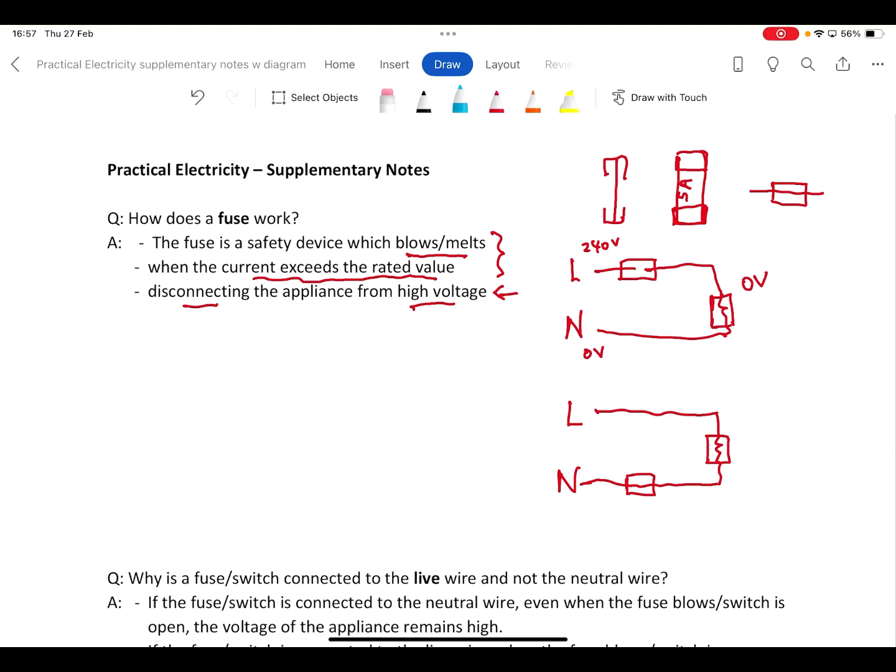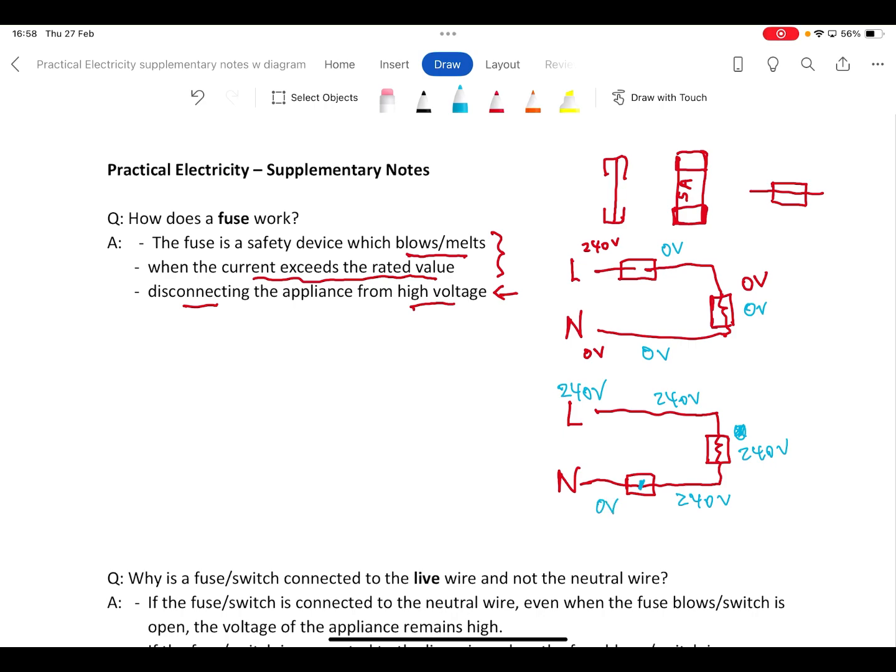After the fuse has blown, what happens? Everything after the fuse will be at 0 volts. Whereas if you have the fuse in the neutral wire and it blows, the appliance will remain at high voltage. Let's say the live wire is 240 volts. The live wire will remain at 240 volts. The appliance will remain at 240 volts. In fact, everything will be at 240 volts up to the point where the fuse is.